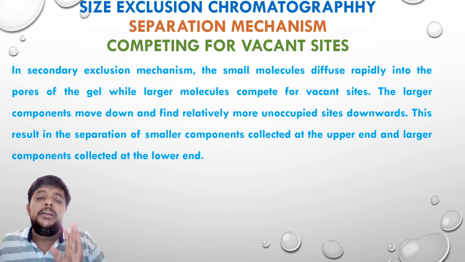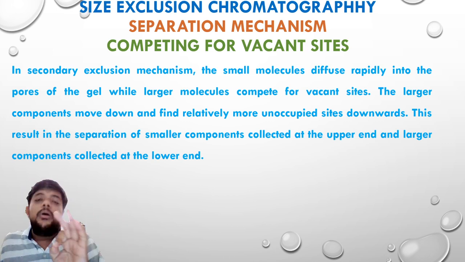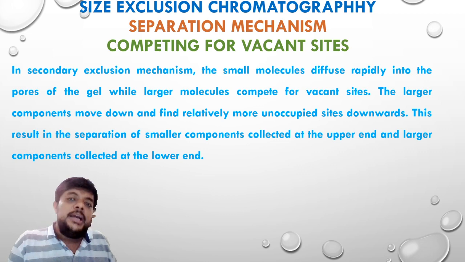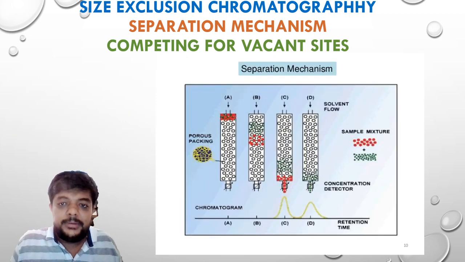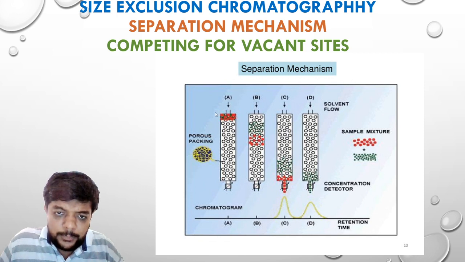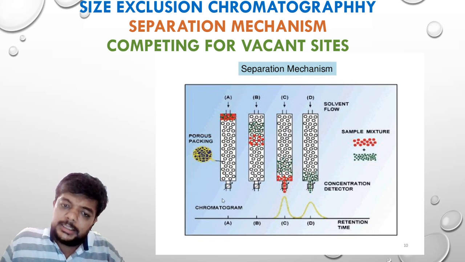Friends, be very clear. At the upper end, smaller components, at the lower end, larger components. This is the main idea for size exclusion chromatography. You can see in this picture, over here, it's a mixture of two different components, the red and the green. These are the pores. You have a red color, bigger size molecule, and green color, smaller size molecule.